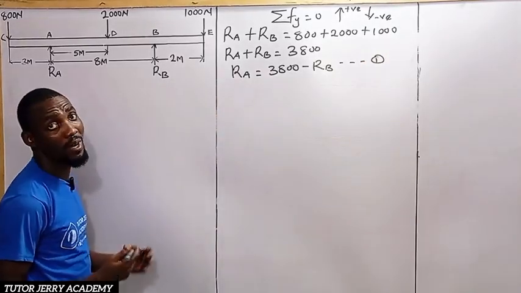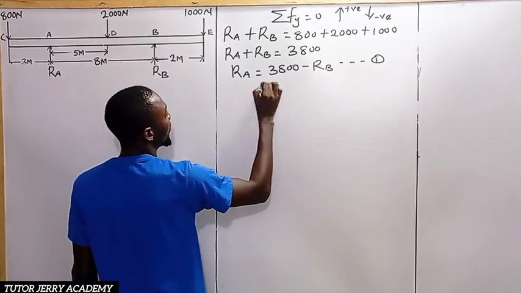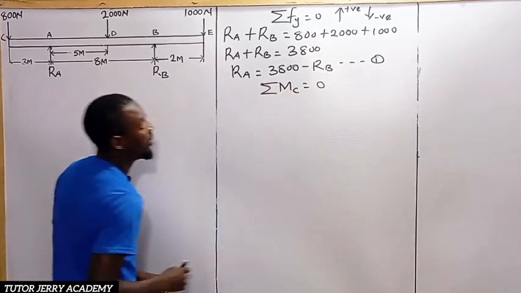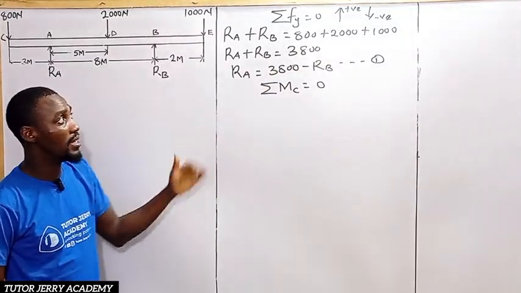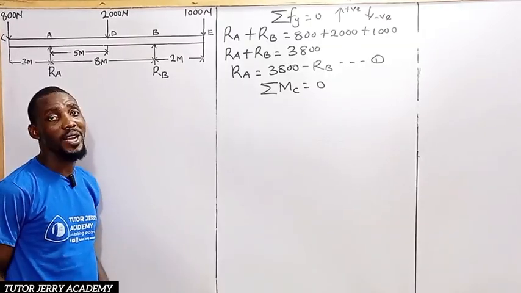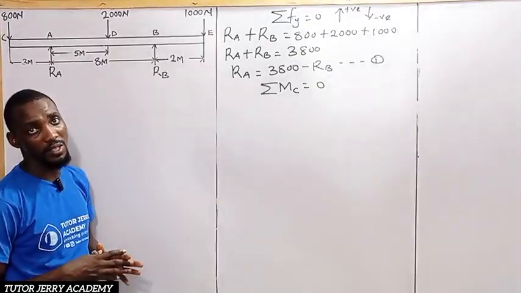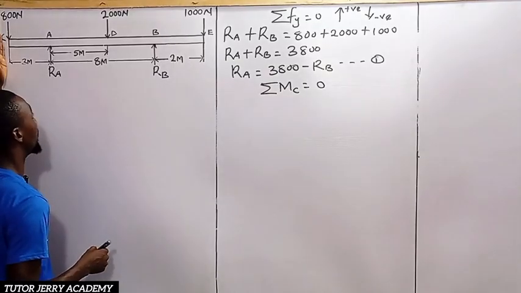Alright. So the next thing we are going to do is to take moment about point C. So that is sum of moments about point C will be equals to 0. Alright. So we have already set upward force to be positive, downward force to be negative. It means the moment produced by upward force and the moment produced by downward force will also remain as positive and negative. All right.